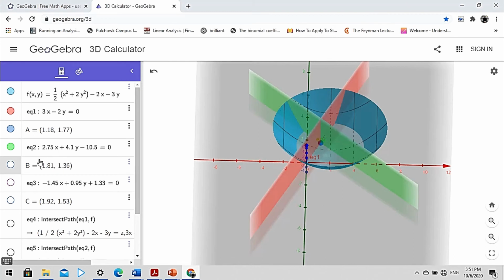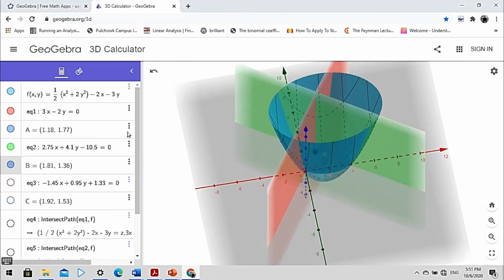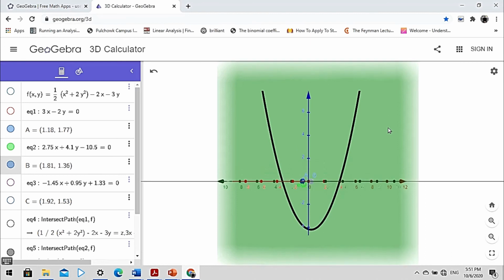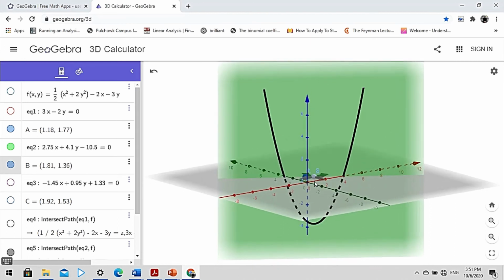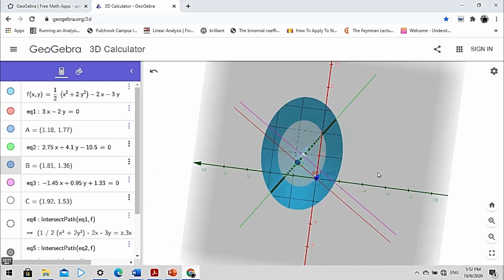The point x2 is the point B here, which is 1.81, 1.36. And let me hide this thing. Let me show the intersecting curve, and let me hide this. So you can see this point B actually minimizes the parabolic curve along this searching plane, right?